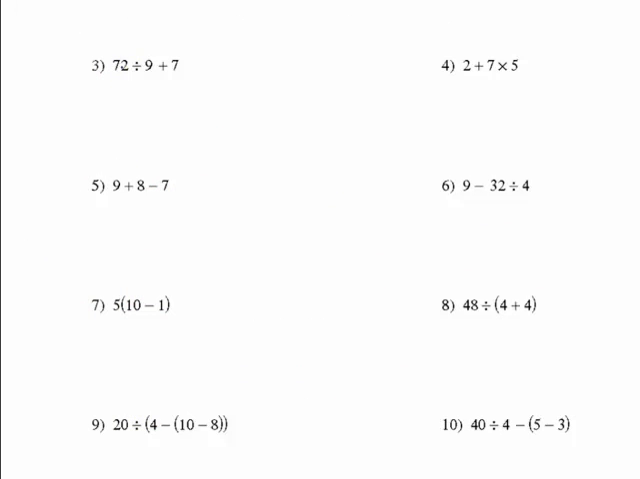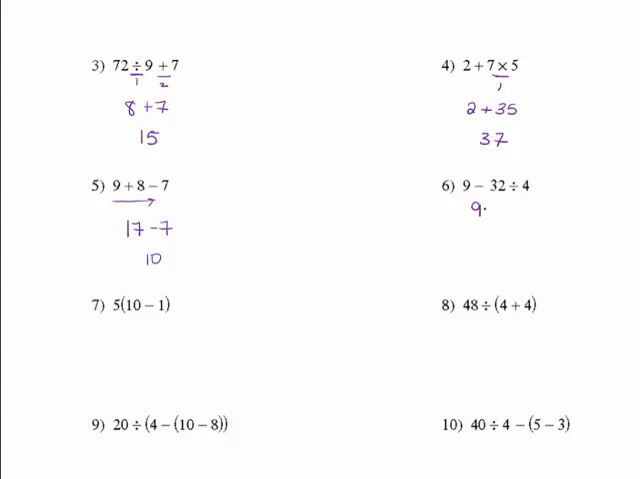So, doing some of these, I have division and addition. Division comes first, then addition. So I'm going to do 72 divided by 9, which is going to give me 8, plus 7, which is going to give me 15. Here I have multiplication first, so that gives me 2 plus 35, which will give me 37. Addition and subtraction are equal, so I can just move straight across the problem. 9 plus 8 is 17, minus 7 is 10.